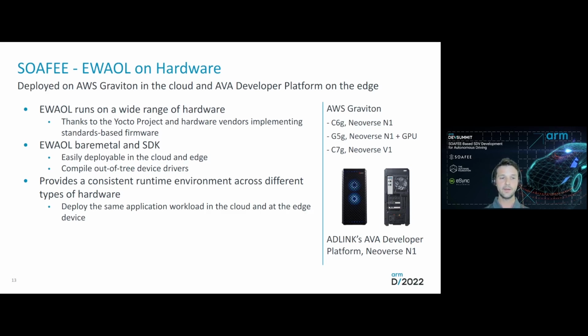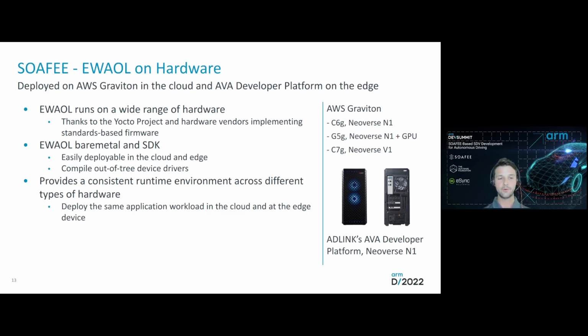We can see here on the right that AWS has three different versions of Graviton. C6G, which has the Neoverse N1 core, G5G, which also has the Neoverse N1 core, and is also GPU enabled with an NVIDIA Tesla T4. And C7G, which has the Neoverse V1 core, which has a larger vector engine, making it more computationally powerful, for example, for machine learning workloads.